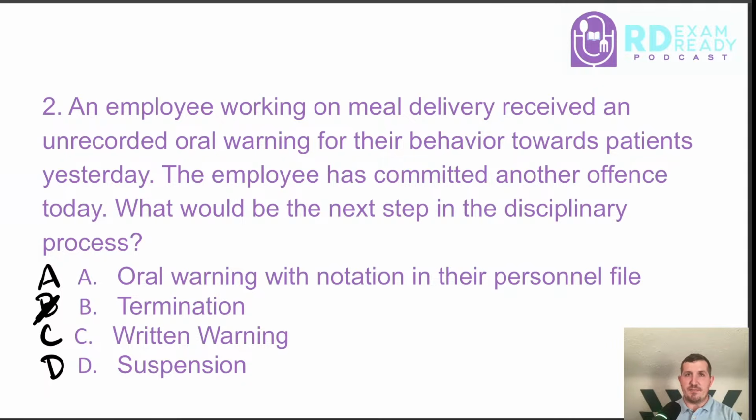Or D, suspension. So suspension would be like being suspended from school. You're not allowed to come to school for several days. The same applies for work: you're off for a few days. In this case, even still, I think suspension is just a bit harsh unless it was something much more significant. So I'm going to rule that one out. Okay. So for our answers, what we have left is answer A, oral warning with notation in their personnel file, or C, written warning in this case.